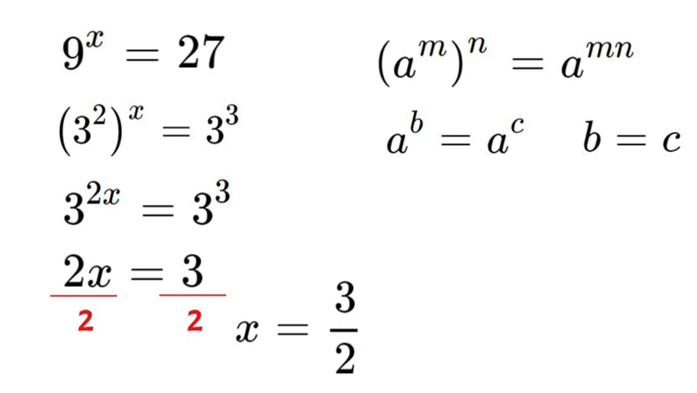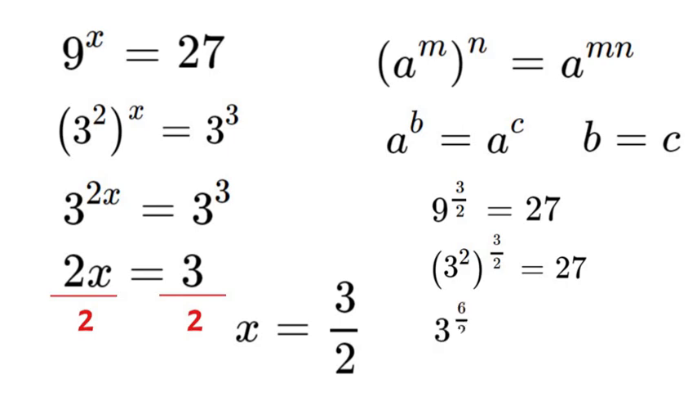So with this one, let's go ahead and check our answer, because I'll show you an easier way to do it. So if we would have 9 to the power of 3 over 2 is equal to 27. Now right away that might seem kind of annoying to solve, but we can change our 9 into a 3 squared. So we have 3 squared to the power of 3 over 2 is equal to 27. As we have learned, you would multiply 2 and 3 over 2. So we would have 3 to the power of 6 over 2, or 3 cubed, which is 27.